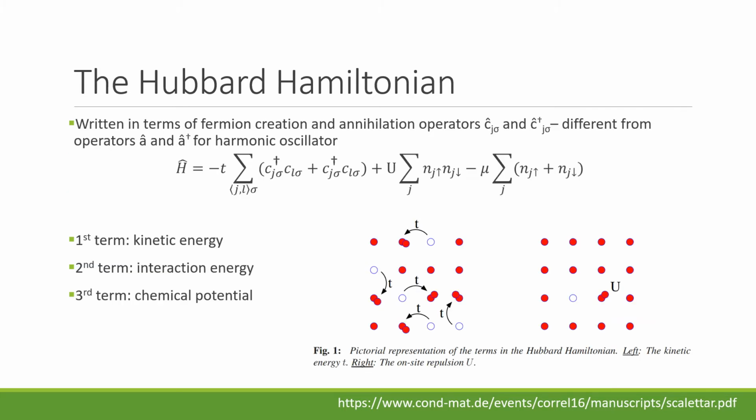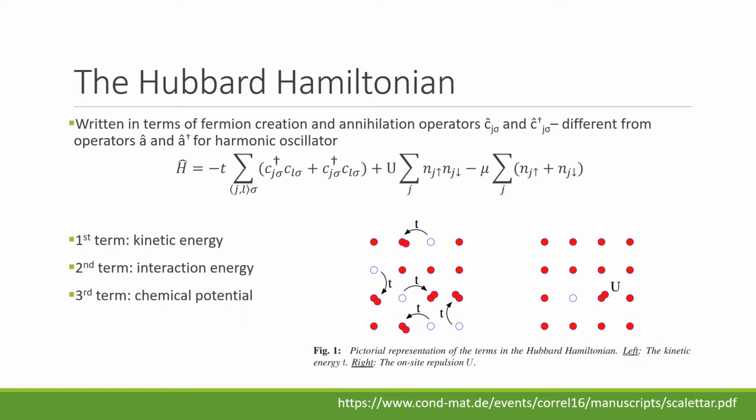So this is the Hubbard model. The Hamiltonian describes a competition between kinetic energy, T, and interaction energy, U. It's written in terms of fermion creation and annihilation operators, C and C dagger, different from A and A dagger for the harmonic oscillator. Conceptually, the biggest difference is that they're not expressed in terms of momentum and position operators, but rather just exist on their own.